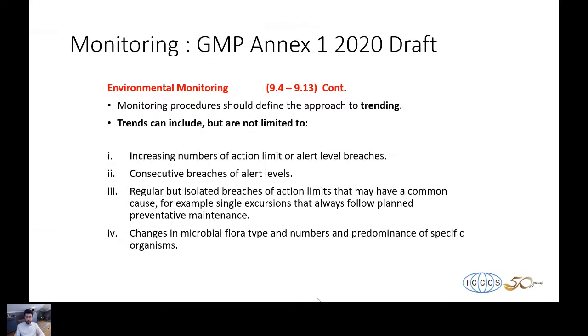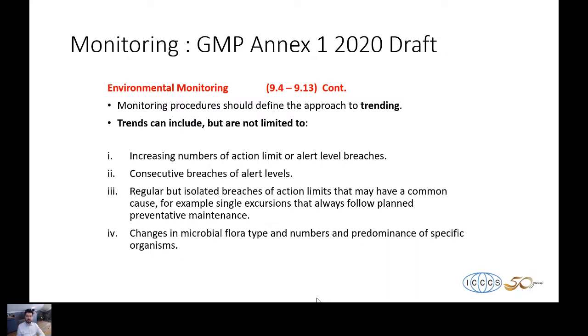Trending becomes a very important part of our structure because we want to know where we are moving forward. Trends can include, but are not limited to, an increasing number of action limit or alert level breaches, and consecutive breaches of alert levels. Maybe you are getting one peak, but last month it was every 10 or 15 minutes, and now we start getting it every 5 minutes, then something is going wrong. That's why the trending of your alert limits is important.